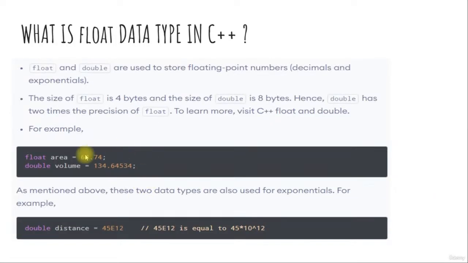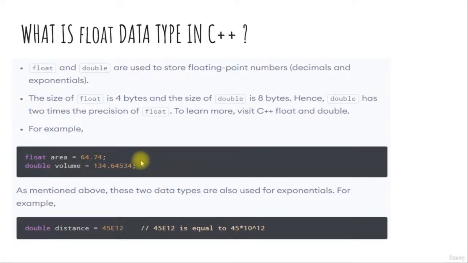Now moving on to this example, we have one more variable called float area. So the name of the variable will be area, and the data type for this variable is float, and the value that we are trying to store into this variable called area is 64.74. This was for this line. Moving on to the next line, we are declaring a variable called volume, and this time we are using a double data type. So double volume is equal to 134.64.